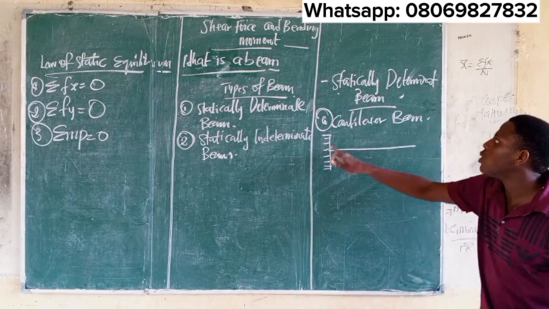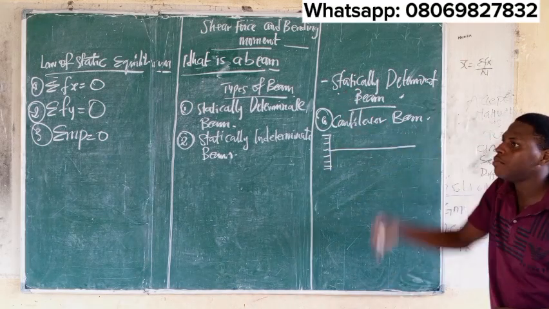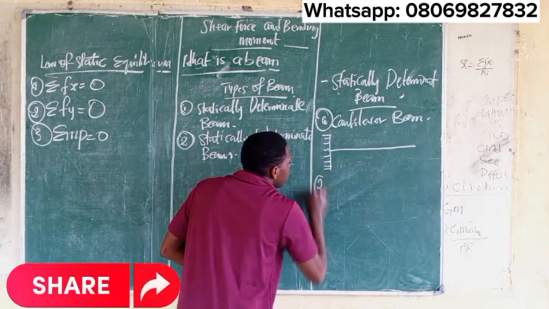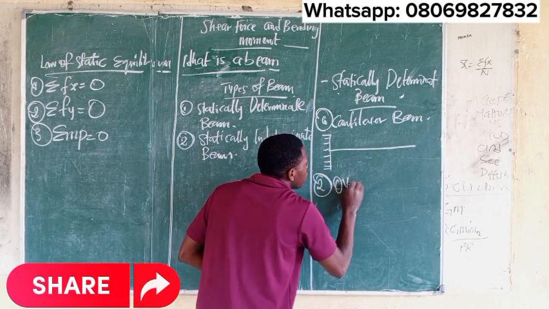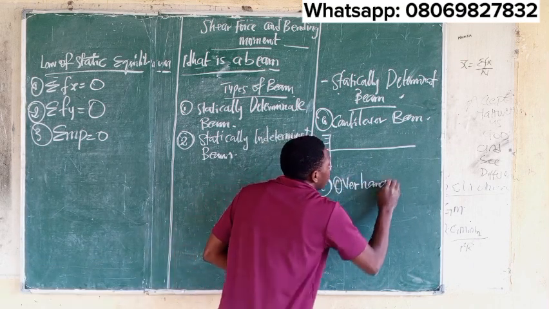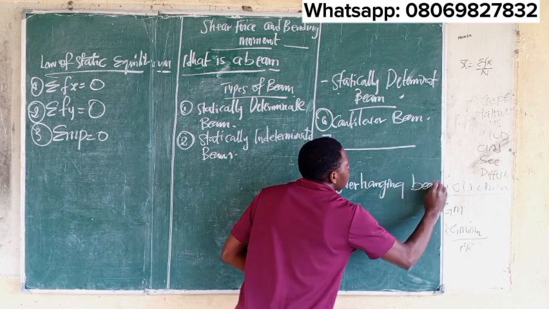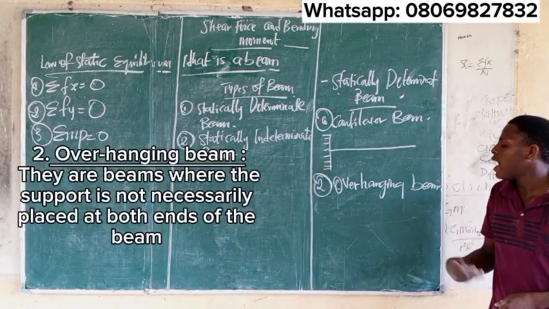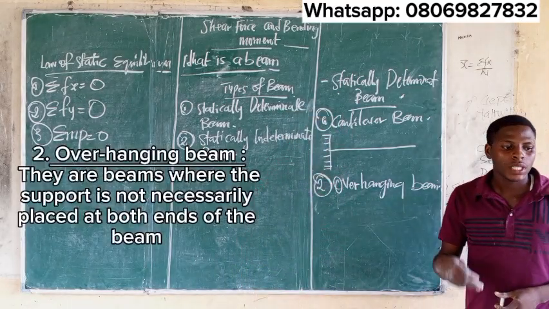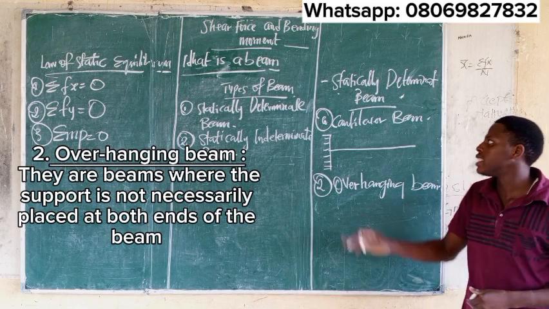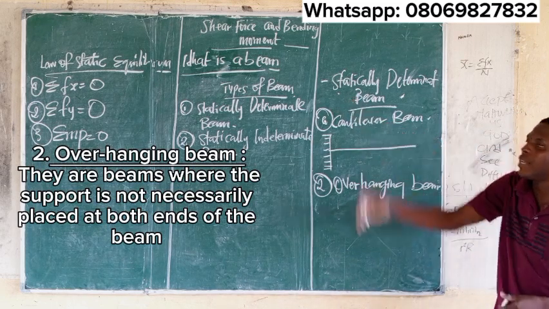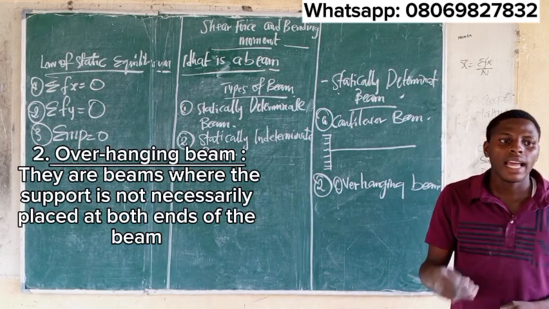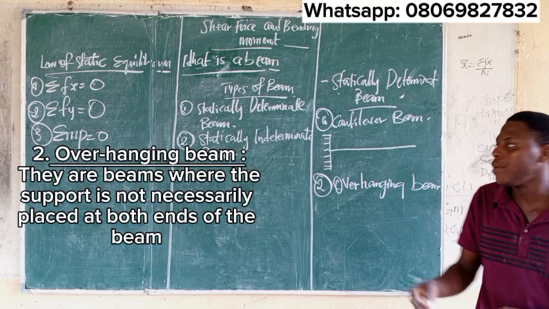Now the second one under the statically determinate beam is what we call the overhanging beam. What is the overhanging beam? The overhanging beam is a type of statically determinate beam where your support is not necessarily placed at both ends of your beam.